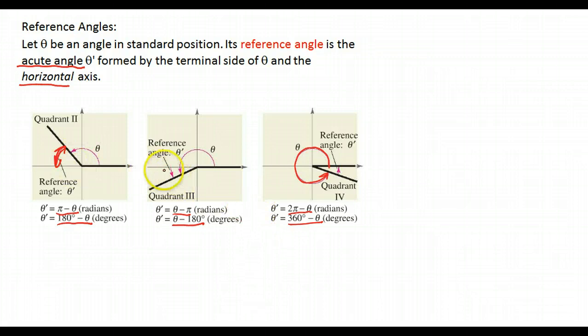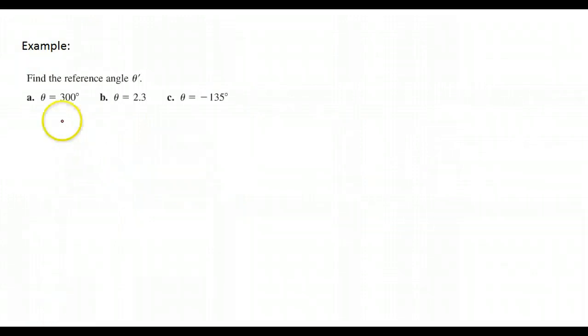In each case, you're looking for this small angle right here that's measured to the nearest horizontal axis. So let's do some examples. Find the reference angle theta prime if theta is 300 degrees, 2.3 radians, or negative 135 degrees.